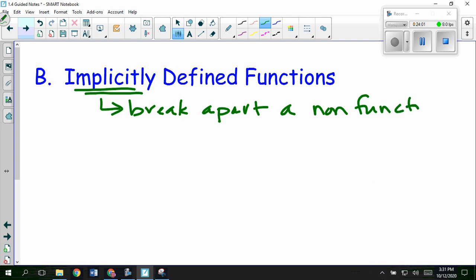And what I usually say is to break apart a non-function into functions. So we're going to give you a non-function relation, one that we kind of understand to be true, and if we were to use our function test on it, it would fail the function test. And our goal is to create 2 functions that actually are following the function rules, that could be put together to create this non-function item.